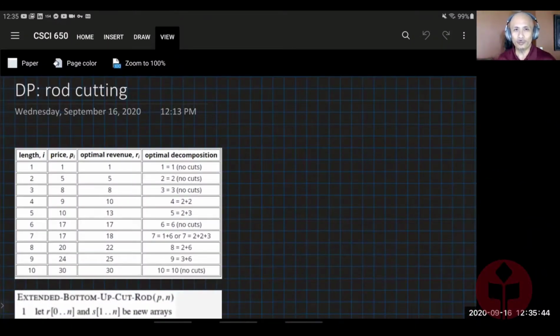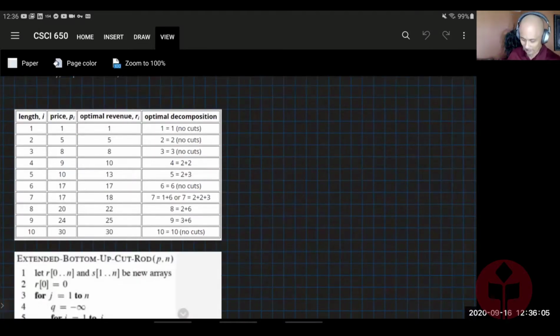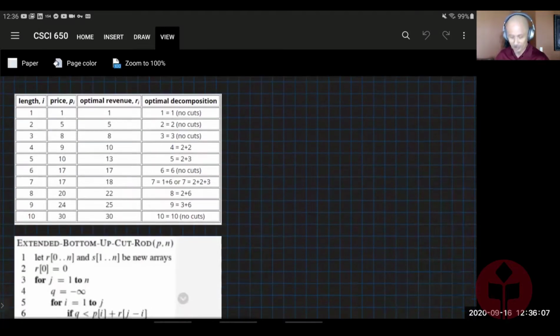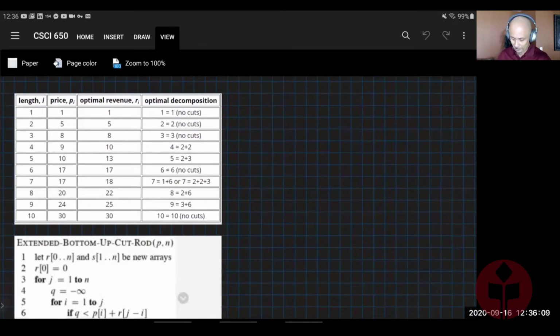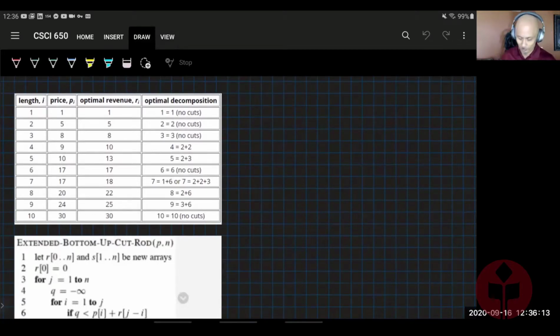Hello. In this short video clip, we are going to cover an example of the rod cutting dynamic programming algorithm as presented in the CLRS text. So we are going to be using this table as our example of what the inputs are.